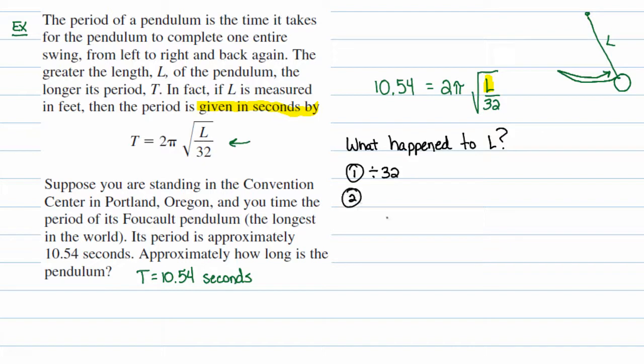Next thing, after it gets divided by 32, somebody took the square root of it. And then finally, they multiplied by 2 pi. Notice I just kind of grouped these together because it's 2 pi times that. So now let's undo that. You always untie a knot by starting with the last thing that was done and undoing it.